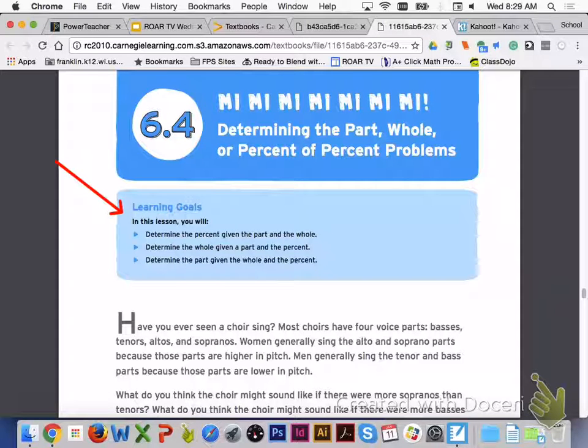Hi class, in lesson 6.4 you will be determining the percent given the part and the whole, determining the whole if you are given the part and the percent, and finally determining the part if you are given the whole and the percent.